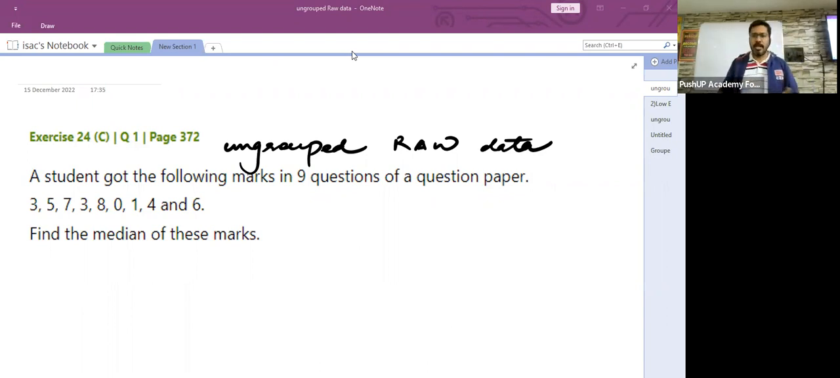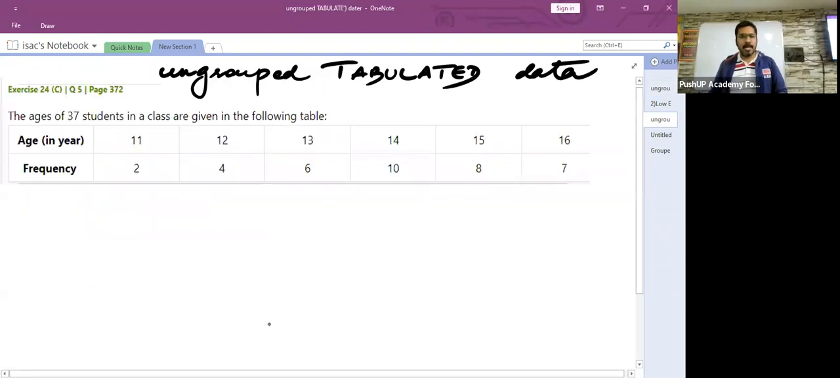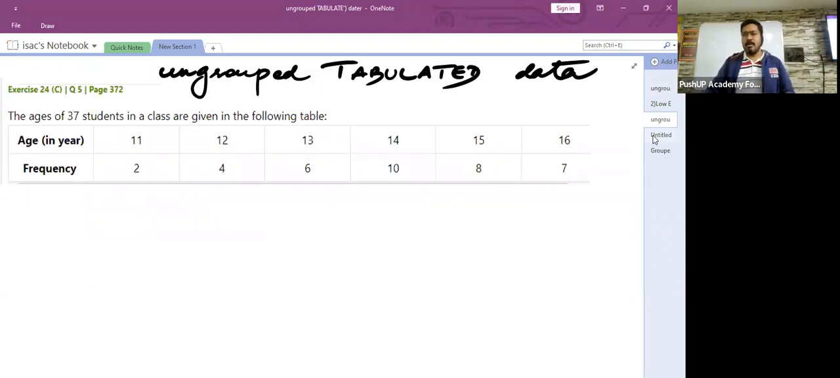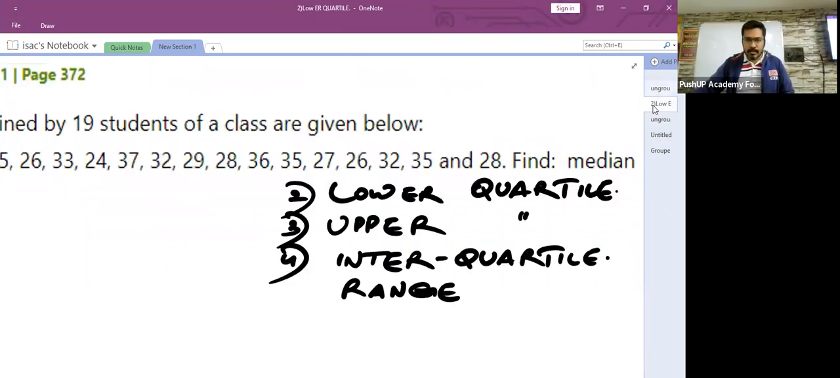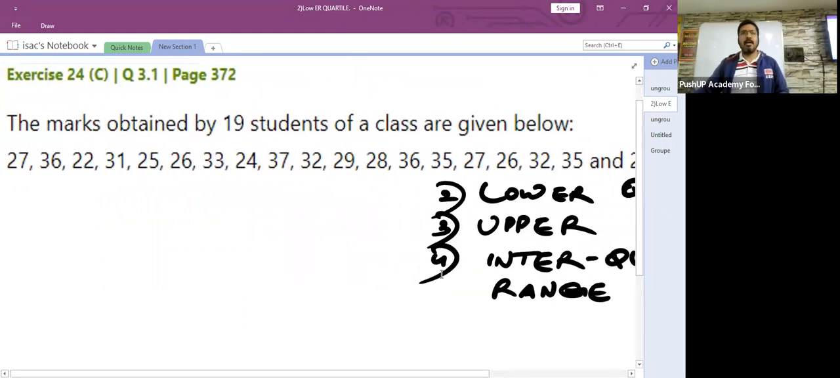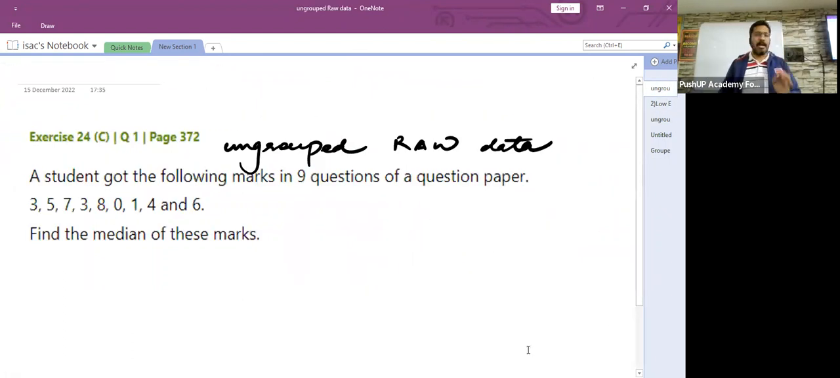Be it ungrouped raw data or ungrouped tabulated data or grouped tabulated data, you have to go through all the four terms. One is median, one is lower quartile, one is upper quartile, and the other one is interquartile range. I hope you all remember learning these terms in school, isn't it? At least once you must have heard all these terms, right?